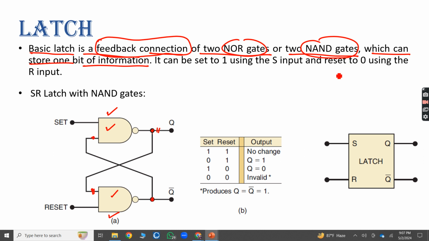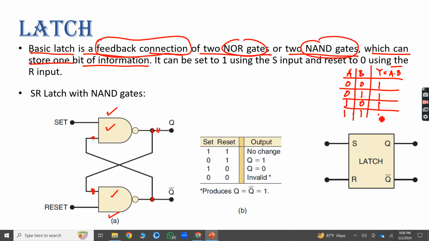So what was the truth table of the NAND gate? With two inputs, the output should be A dot B, then bar, right? So 00, 01, 10, 11. For the NAND gate, when it is 00, the output should be 1. This should be 1. This should be 1. Only this time it should be 0.